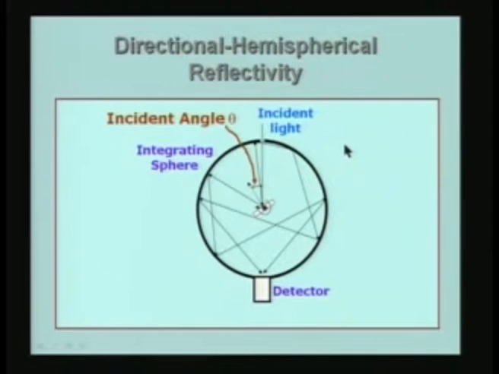In the second arrangement, I am going to illuminate the sample which is held at the center of the integrating sphere, and I am illuminating by light coming at a certain angle. So, you see that the incident radiation is coming in this direction, and the normal is shown here by this dashed line, and the angle between these two is the angle theta. This is the angle at which the incident radiation is coming and falling on the sample.